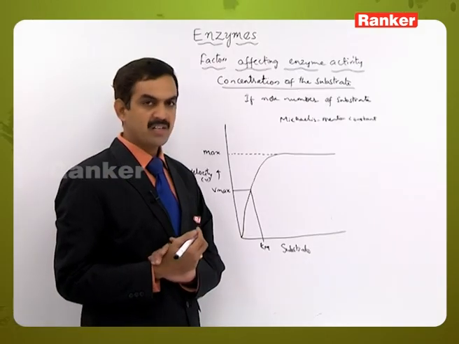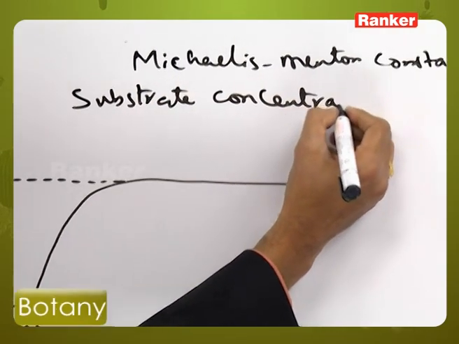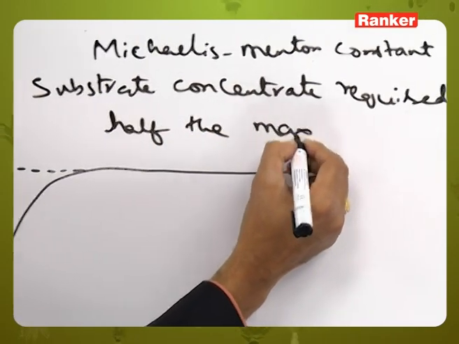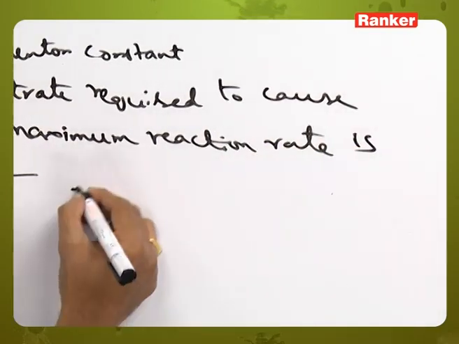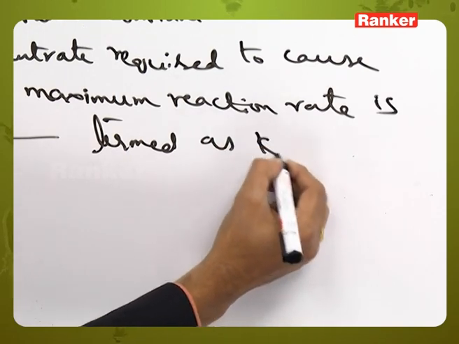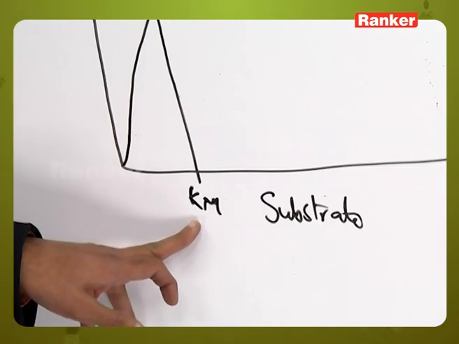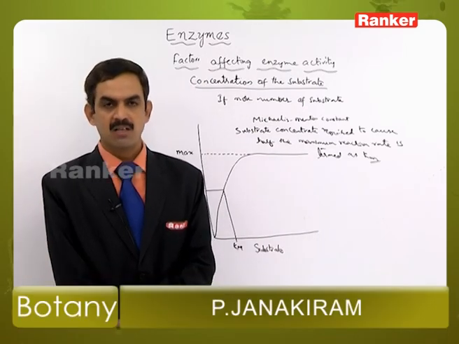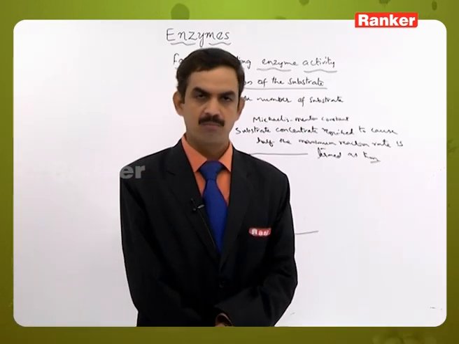The substrate concentration required to cause half the maximum reaction rate is termed Km, that is, the Michaelis-Menten constant. This is a graph showing the Km, the Michaelis-Menten constant. So likewise, the concentration of the substrate is also one of the factors useful for the specific activity or the rate of reaction by the enzymes.